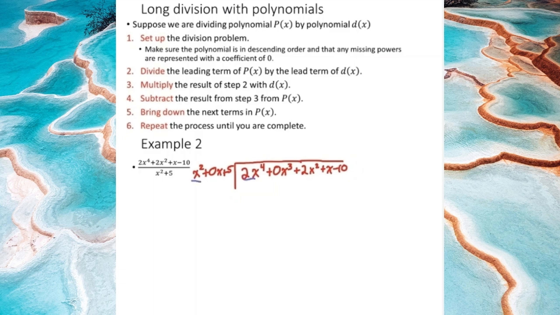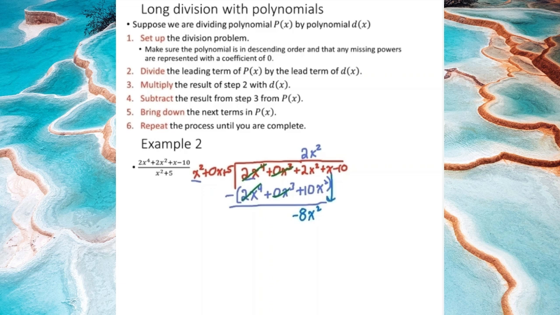2x to the fourth divided by x squared is 2x squared. Now we multiply. 2x squared times x squared plus 0x plus 5, and we get 2x to the fourth plus 0x cubed plus 10x squared. Now we subtract. 2x to the fourth minus 2x to the fourth, they're going to cancel. 0x cubed minus 0x cubed, they're also going to cancel, and we'll cancel them out since that would result in a leading term of 0x cubed, which we don't want to write. And then 2x squared minus 10x squared is negative 8x squared.